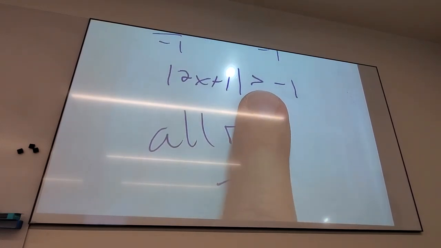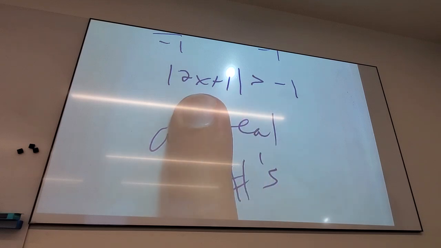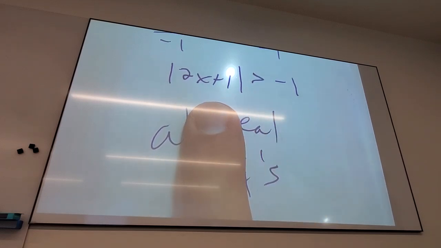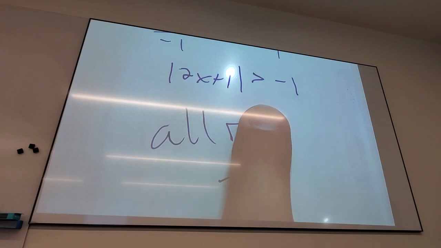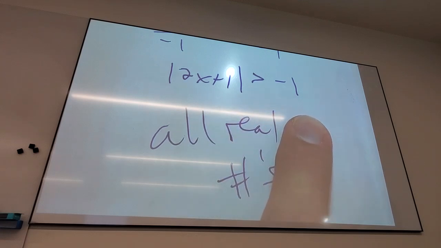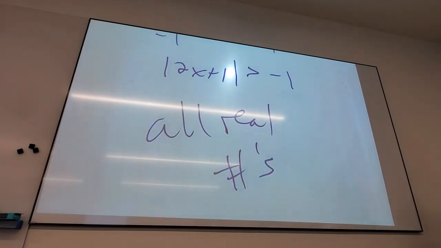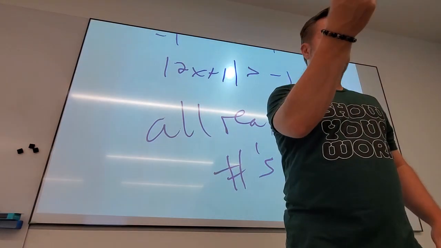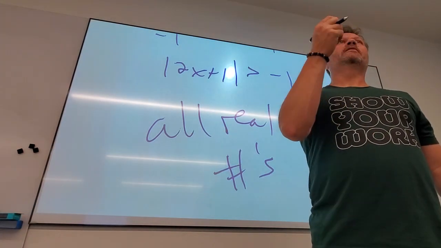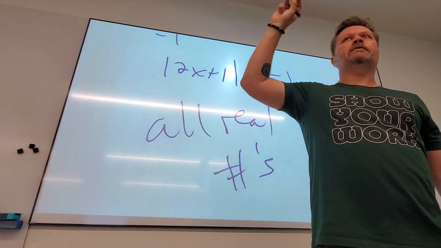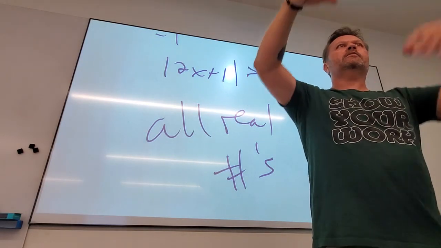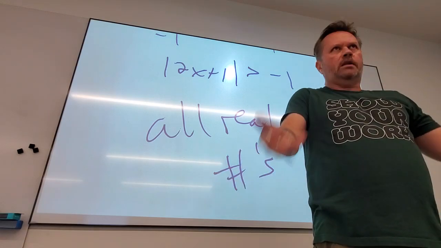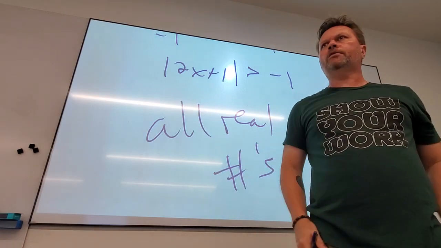If this would have said less than, could the absolute value ever be less than negative 1? No. Because the absolute value is always not negative. It's always positive or 0. I need you to see this. This specific problem has a special case because, of course, this is always true. I don't care what you put in there. It's going to come out positive. So it's bigger than negative 1, right?